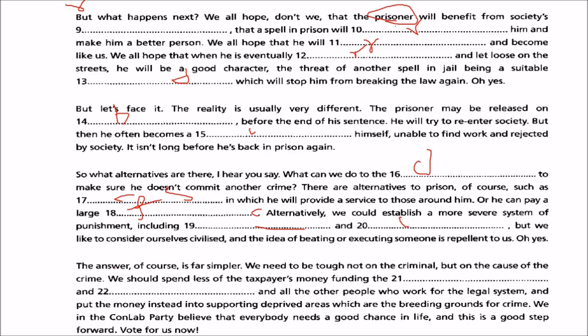Oh yes, the answer, of course, is far simpler. We need to be tough not on the criminal but on the cause of the criminal. We should spend less of the taxpayers' money funding the judges, the barristers, juries, solicitors, and all the other people who work for the legal system, and put the money instead into supporting the poorer areas, which are the breeding grounds of crime.